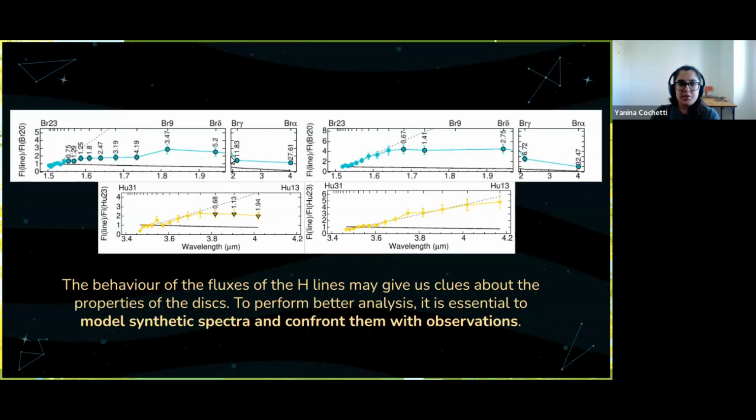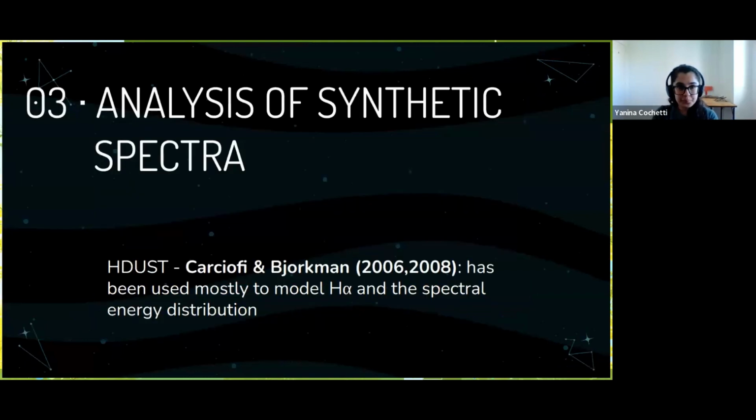So we think that this different kind of behavior may give us clues about the properties of the disk, about how the density changes in the disk. But to perform a better analysis of the spectra, it is needed to have synthetic spectra to confront with the observations, and this hasn't been done before. So we started to model to obtain a synthetic spectra.